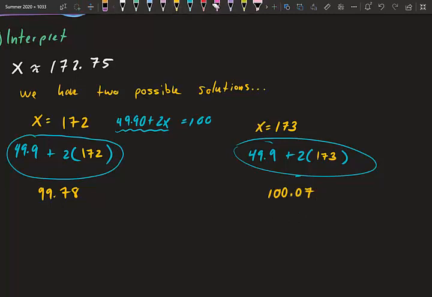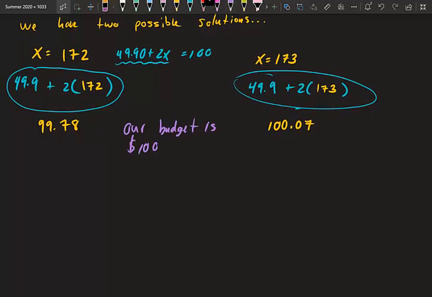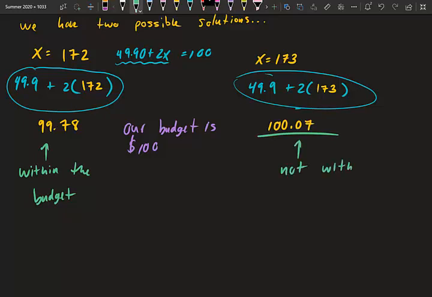But isn't our budget only $100? So our budget is only $100. That's all the money we have. So if we only have $100, I can't go over that. That's not within my budget. So 99.78, that is within the budget. 100.07 is not within the budget.